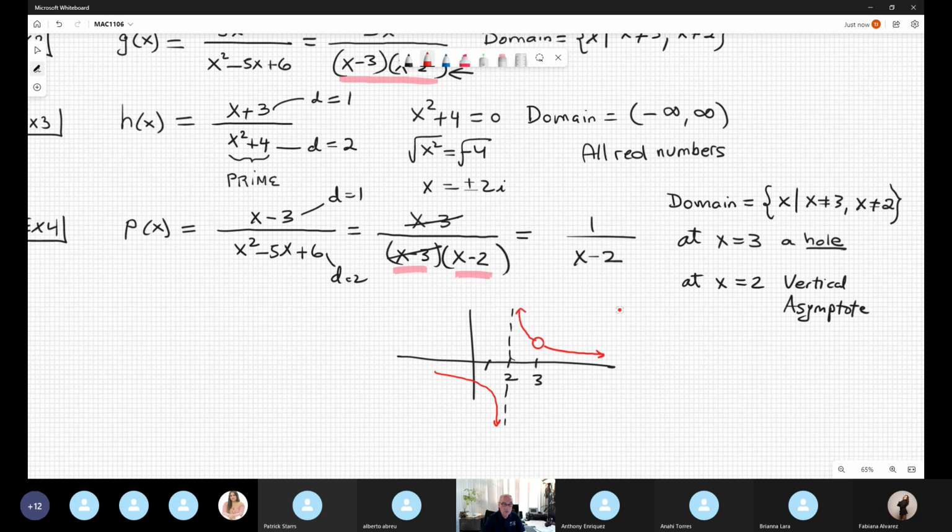It's obvious that when you evaluate the function P at 2, the answer is undefined. And the reason it's undefined is because at 2 we have a vertical asymptote. And also, when you evaluate at 3, it's also undefined. But the reason is different, because at 3 we have a hole.